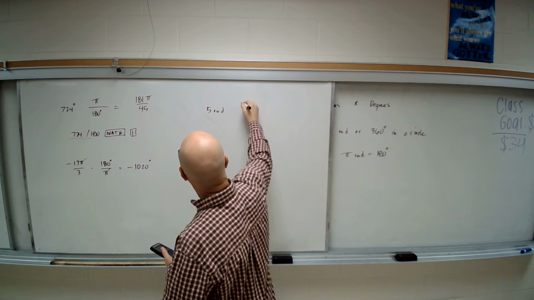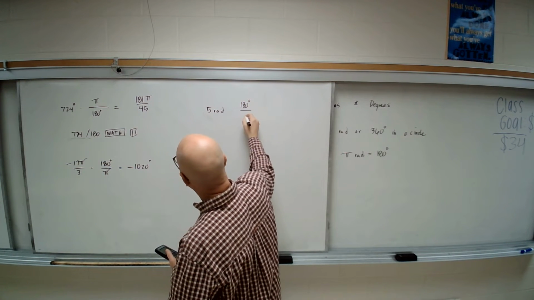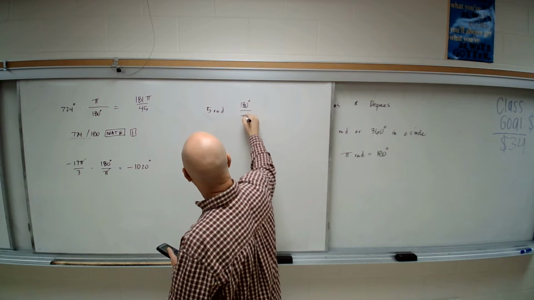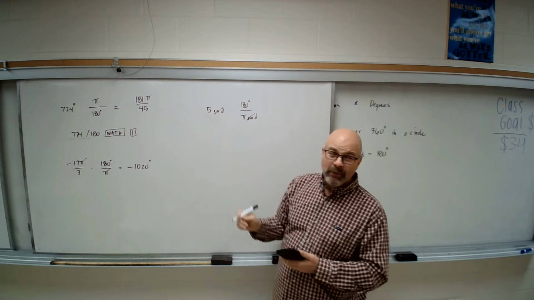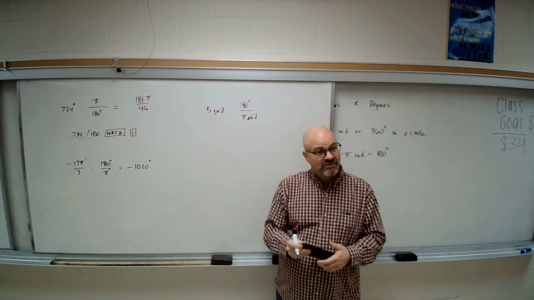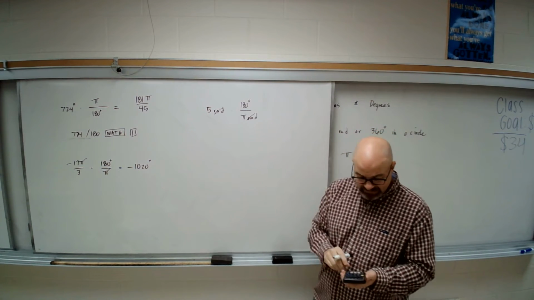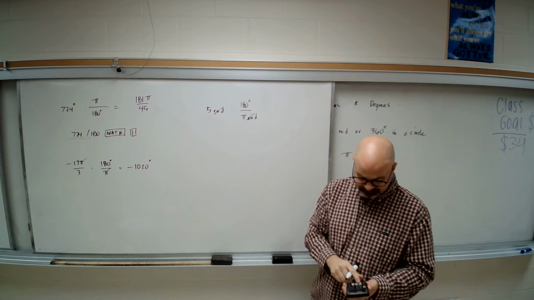So we're going to take 180 degrees over pi radians. So the radians cancel. Now we don't want pi to be in our answer, so we're going to do 5 times 180 divided by pi.